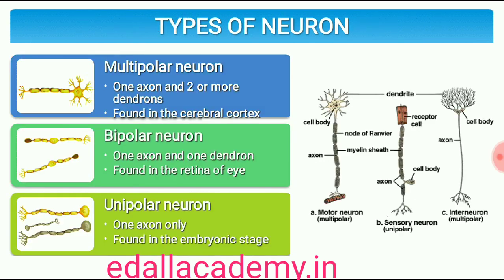Based on the number of axons and dendrites, the neurons are divided into three types, that is, multipolar, with one axon and two or more dendrites, found in the cerebral cortex; bipolar, with one axon and one dendrite, found in the retina of the eye; and unipolar, cell body with one axon only, found usually in the embryonic stage.